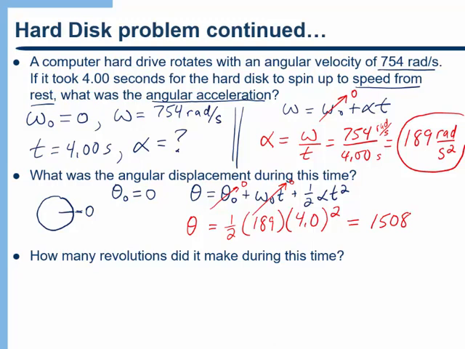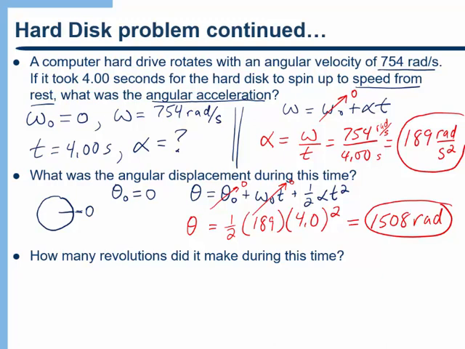And what are the correct units for that? Well, hopefully you said radians, because since alpha is in radians per second squared, when we multiply that by time squared, we end up with just radians. So that would be the total angle that the hard drive spun through.